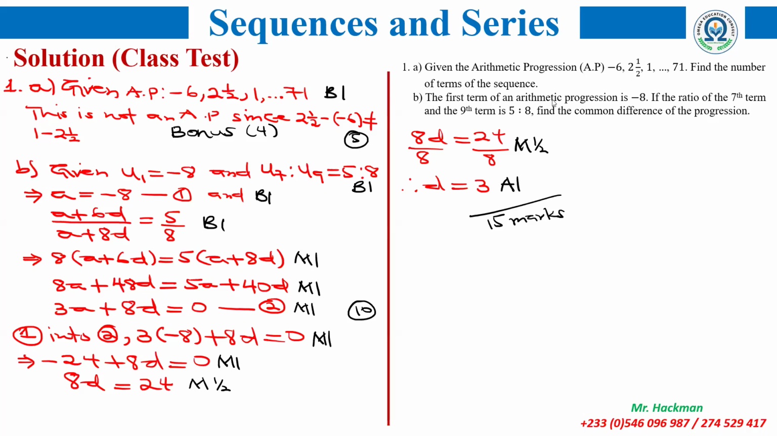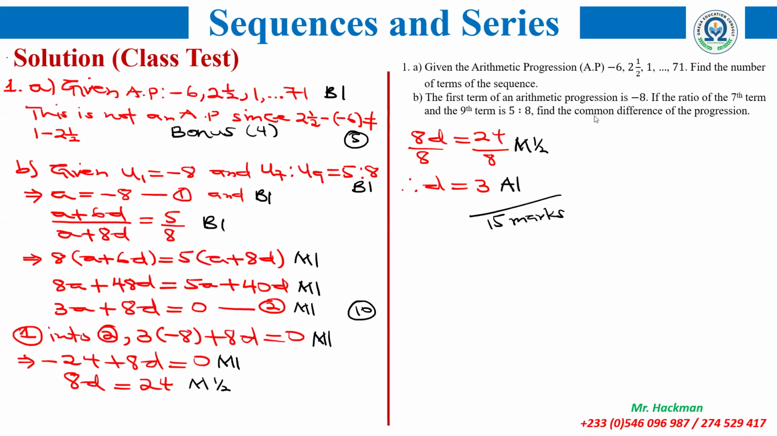B, let's look at the first term of an AP. So again, you know that is an AP is -8. If the ratio of the 7th term and the 9th term is 5:8, find the common difference of the progression. And the progression we know is an AP, arithmetic. So now what do we have? You extract as I have been telling you. So we are told the first term is what? -8. So first term in sequence and series is denoted by U sub 1, -8.